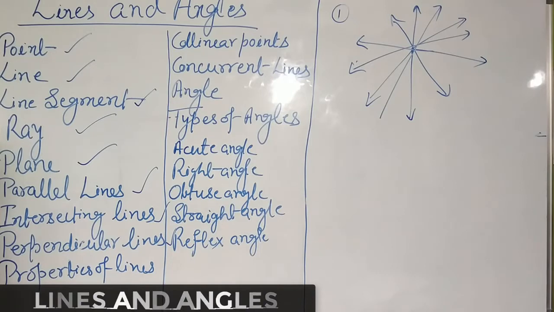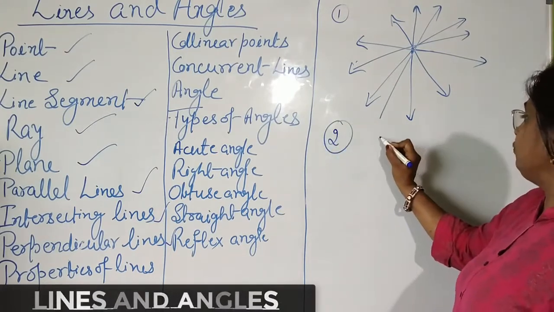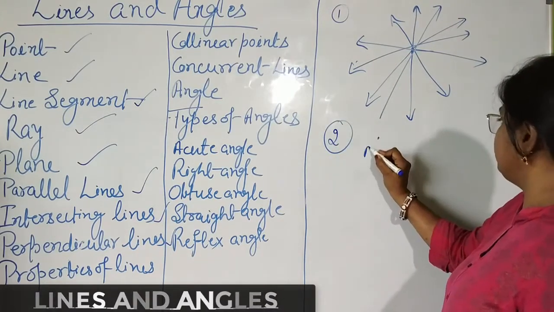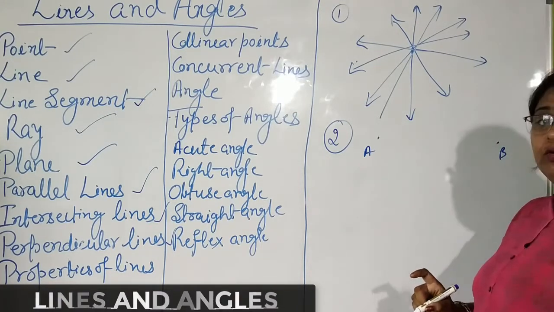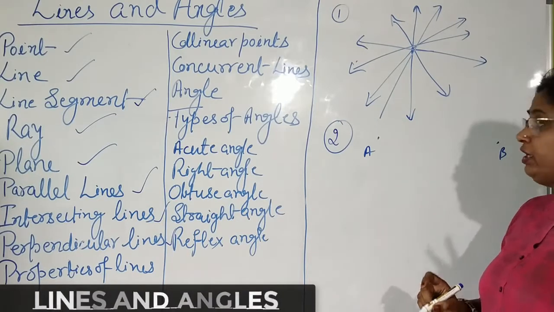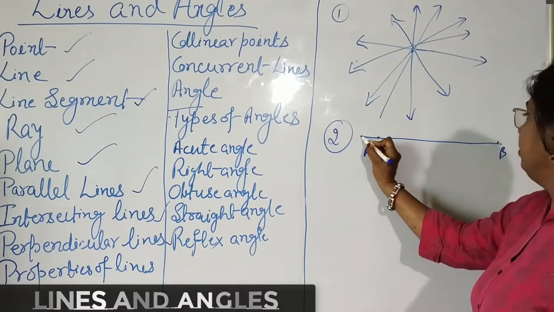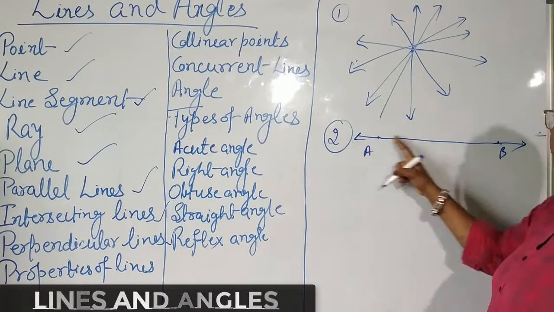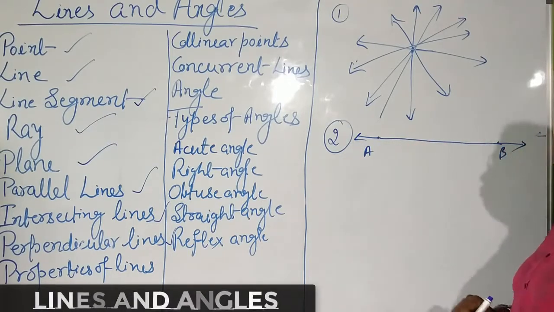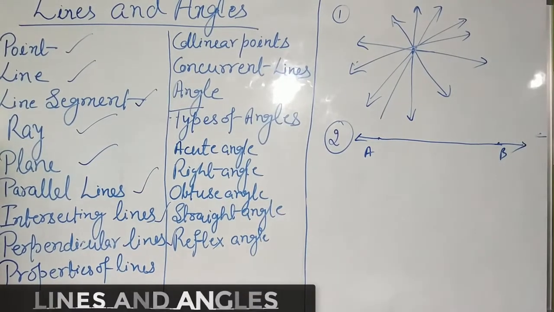Second property is one and only one line passes through two distinct points. If two points are given, suppose A and B, then one and only one line, not two, can be drawn through these two distinct points. A straight line can be drawn through these two points.